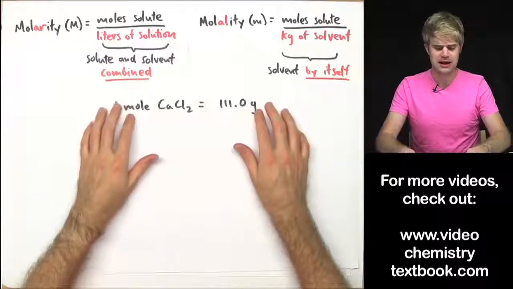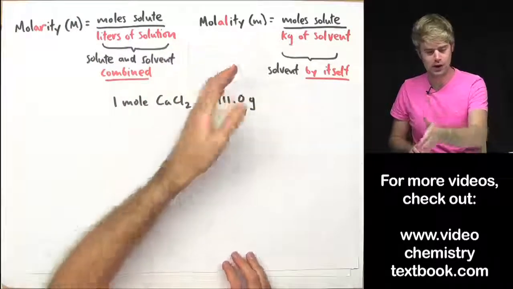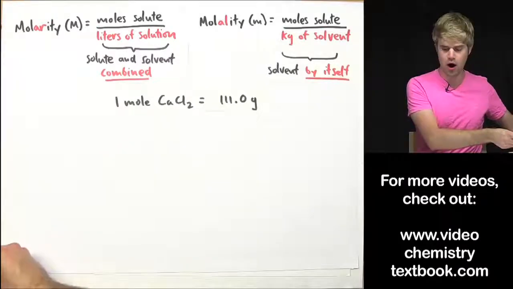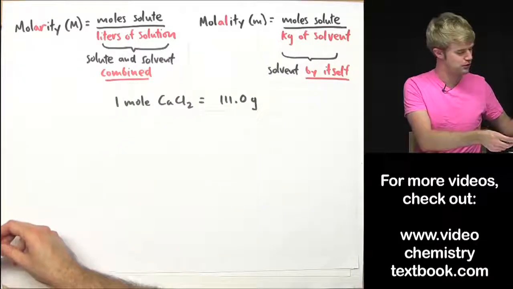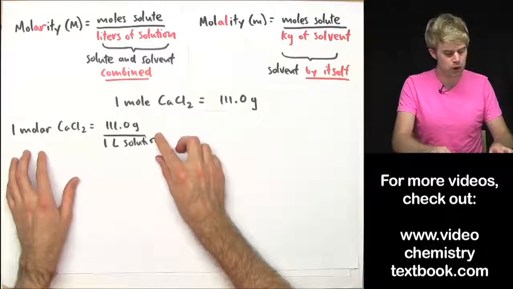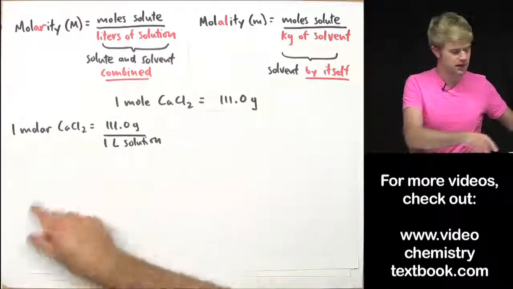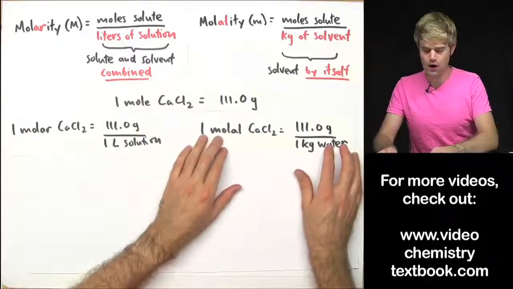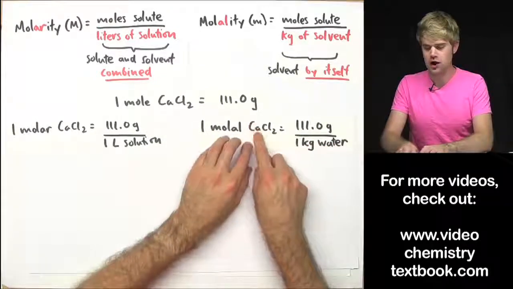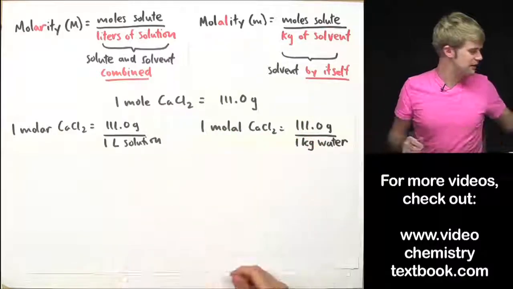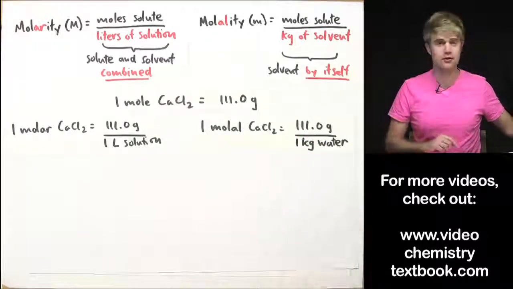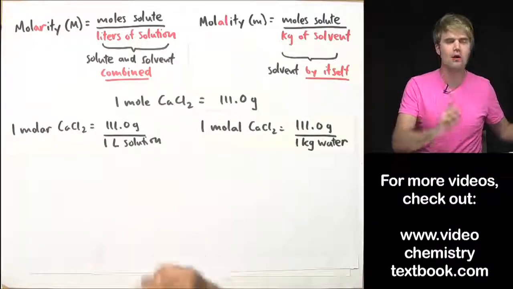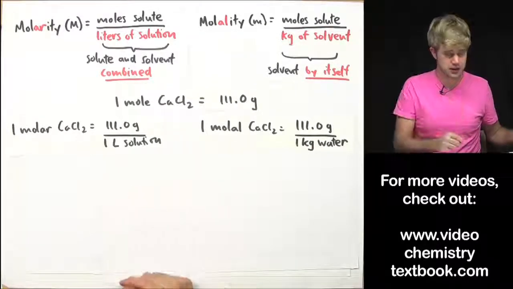Let's talk about making a molar and a molal solution of calcium chloride, which has a molar mass of 111.0 grams. So to make a 1 molar solution of CaCl2, I'll take 111 grams and dissolve it in 1 liter of solution, and to make a 1 molal solution of calcium chloride, I'll take that same 111 grams and dissolve it in 1 kilogram of water. But here's how I'll actually do this, and this is where the difference comes in.